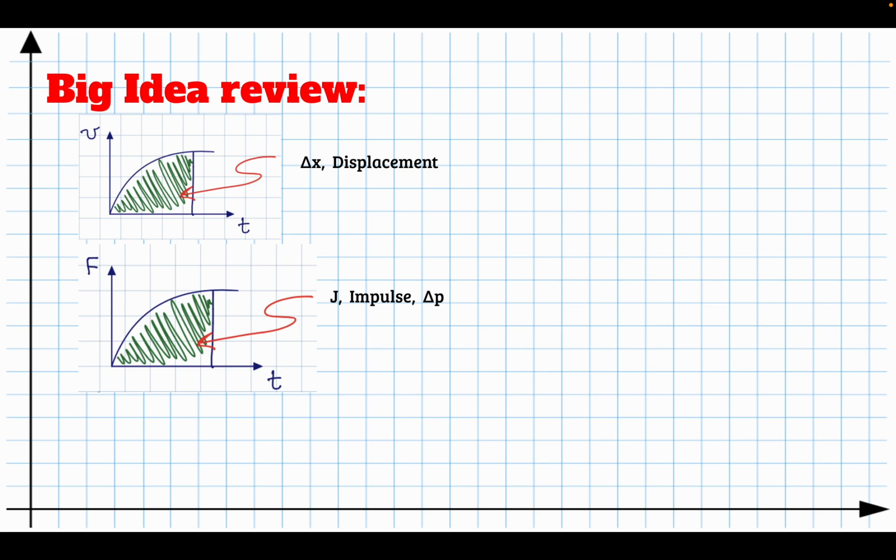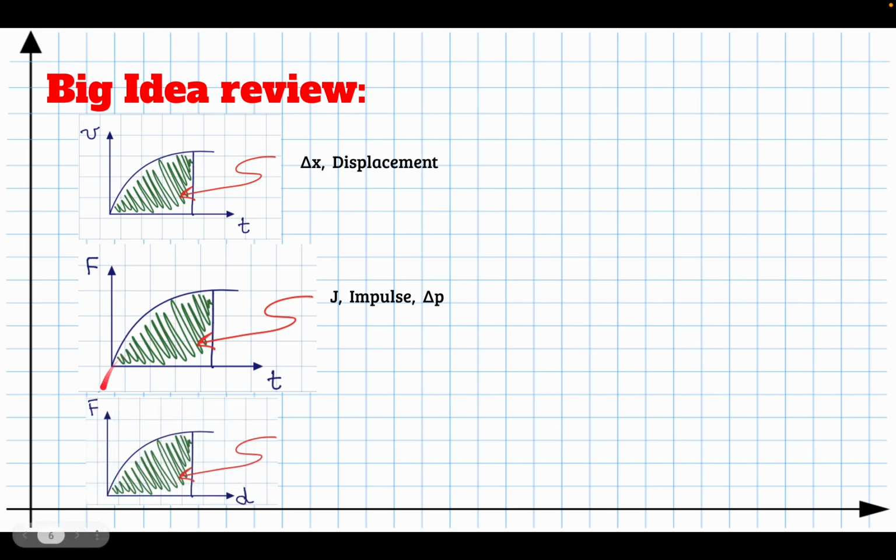And the third one you have to know for the AP exam is that if you plot the force versus the displacement, the area under the graph tells you the work done or the energy transferred. And this is the one we're going to use right now. So if we plot force versus displacement, the area under the graph is the energy transferred from one form to another.